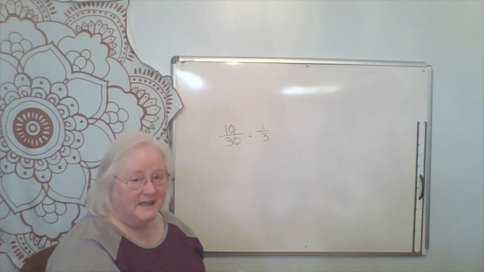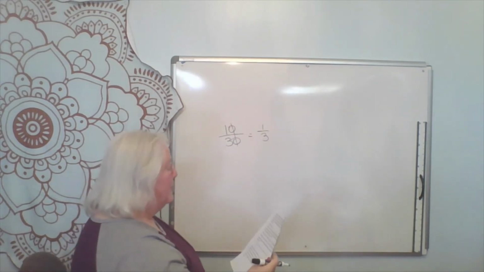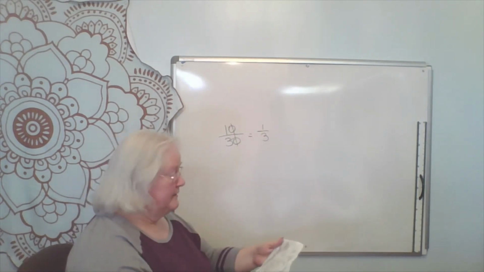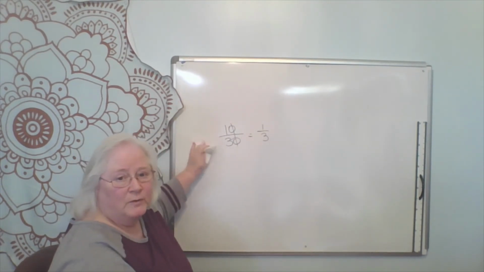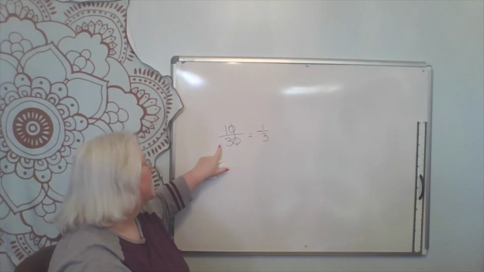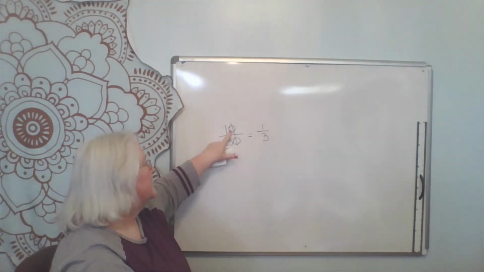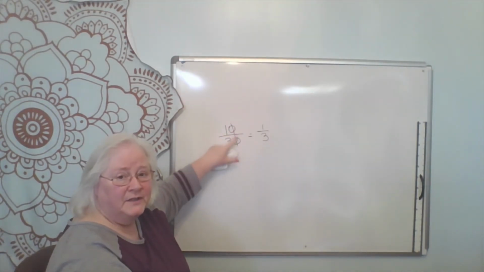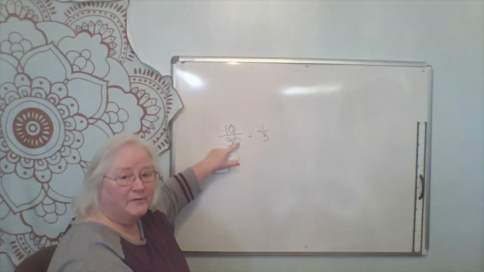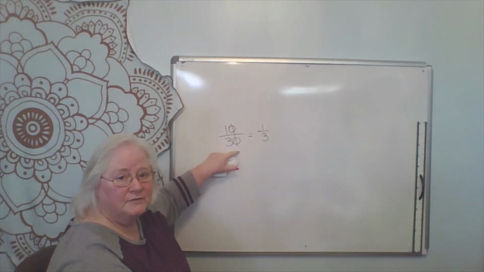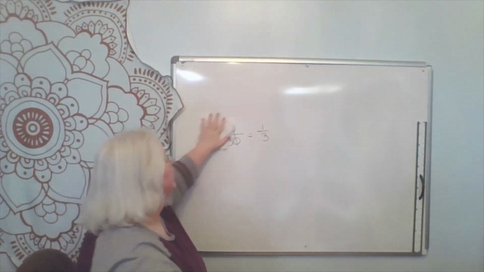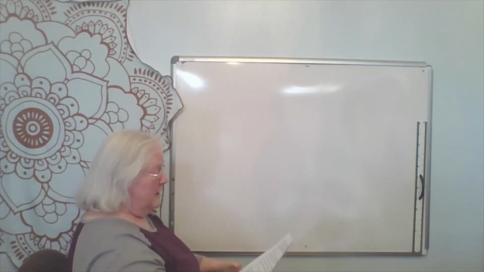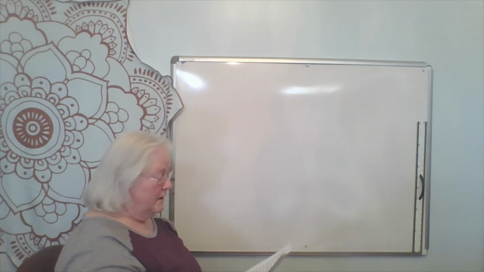So that one was easy, okay? But some of them are not going to be that easy. But I wanted to show you that shortcut. Whenever you have a fraction that has a 0 at the end of the numbers top and bottom, it has to be at the end of both numbers, you can cross those zeros out, and what's left is your reduced fraction. So that's just a little bit of a shortcut on that one.